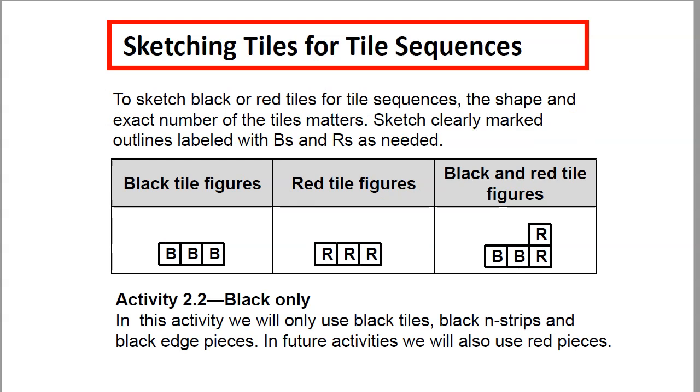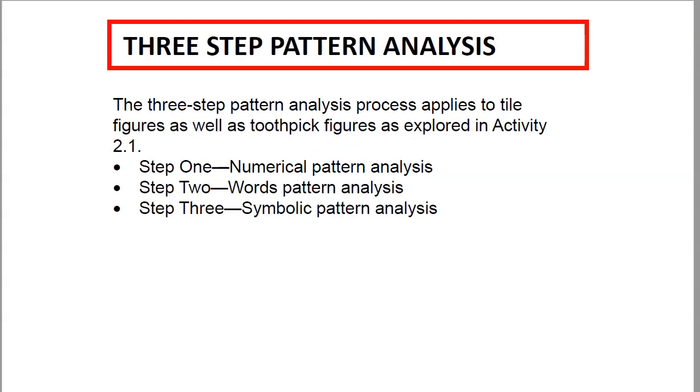When you sketch tiles for tile sequences, to sketch the black and red tiles, the shape and the exact number of the tiles really matters. So sketch clearly marked outlines labeled with B's and R's as needed. So you can see there's an illustration of a black tile figure, a red tile figure, and a black and red tile figure. And for this particular activity, we're only using black tiles and black n strips, but in future activities, we'll also use the red pieces.